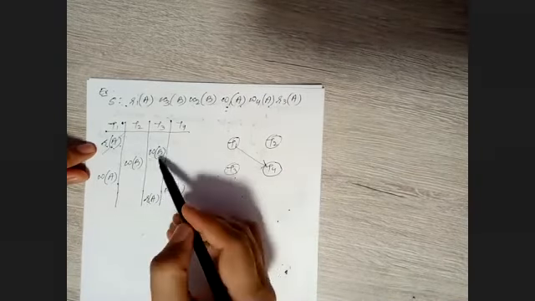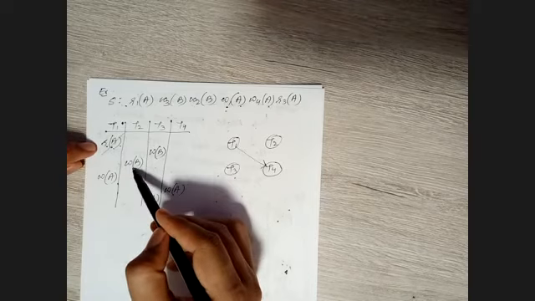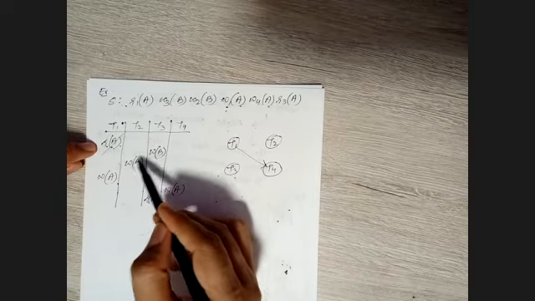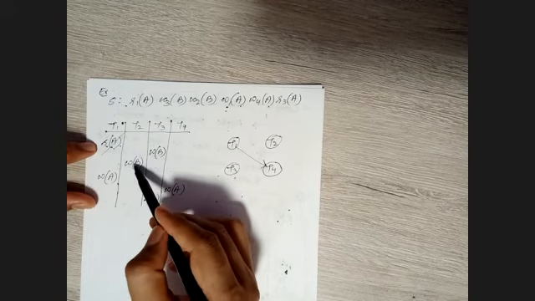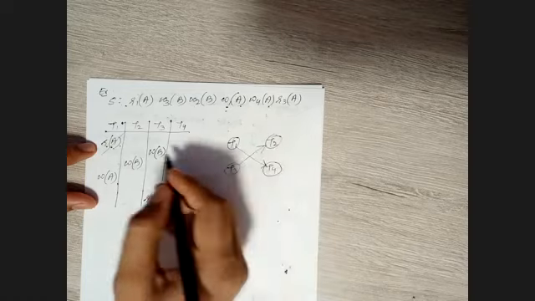So cross. W of B, take the right next. W of B, is there any B? Yeah, it is there. That is W of B is present over here. That is from T3 to T2. So from T3 to T2 in this way.